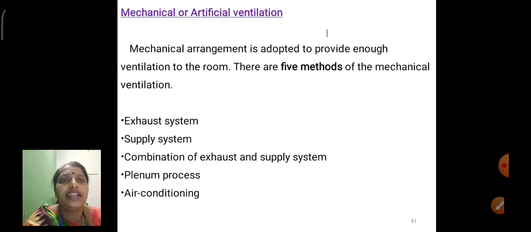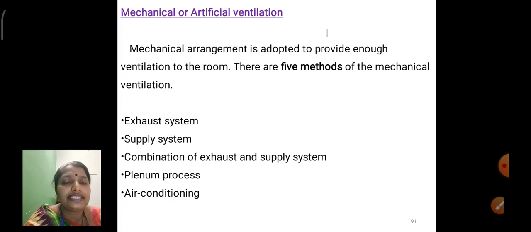And next one, mechanical or artificial ventilation. This arrangement is adopted to provide enough ventilation to the room. We adopt these mechanical means. There are 5 methods of mechanical ventilation. First one, exhaust system. As you already know, kitchen exhaust, or any industrial field, welding or drilling companies use exhausts, and any textile engineering or food packaging engineering, or bathroom exhausts. Exhaust systems are compulsory.